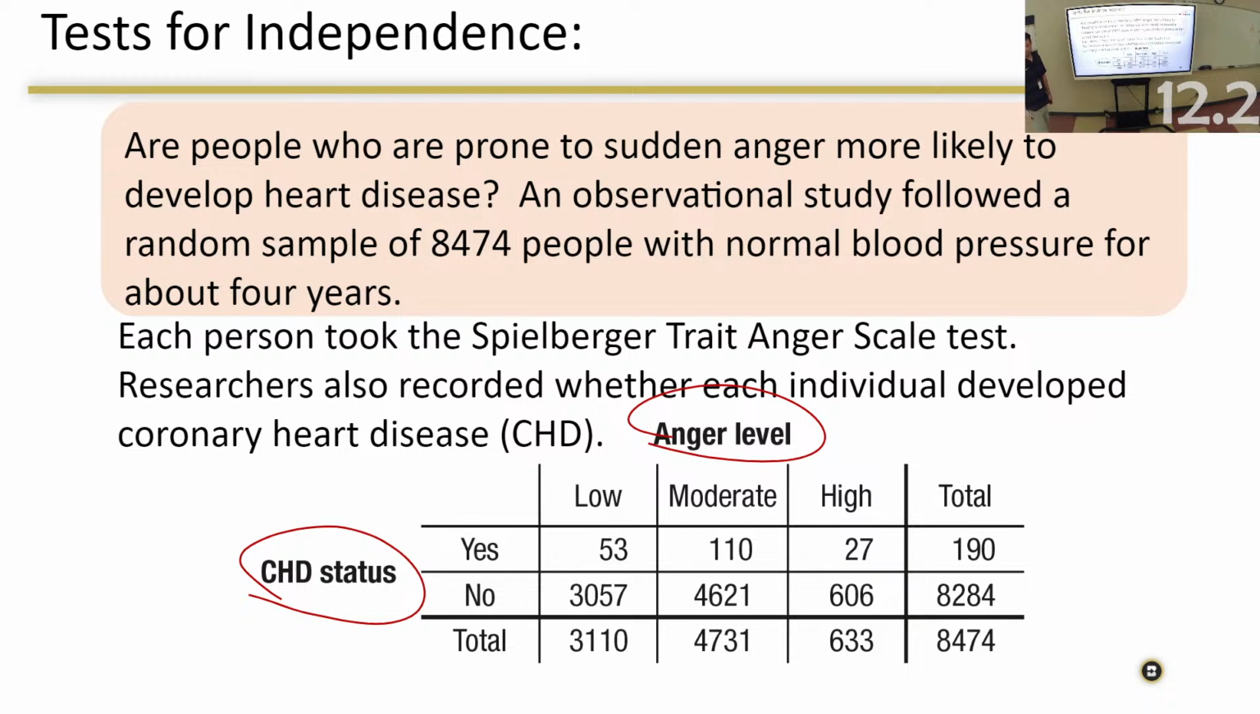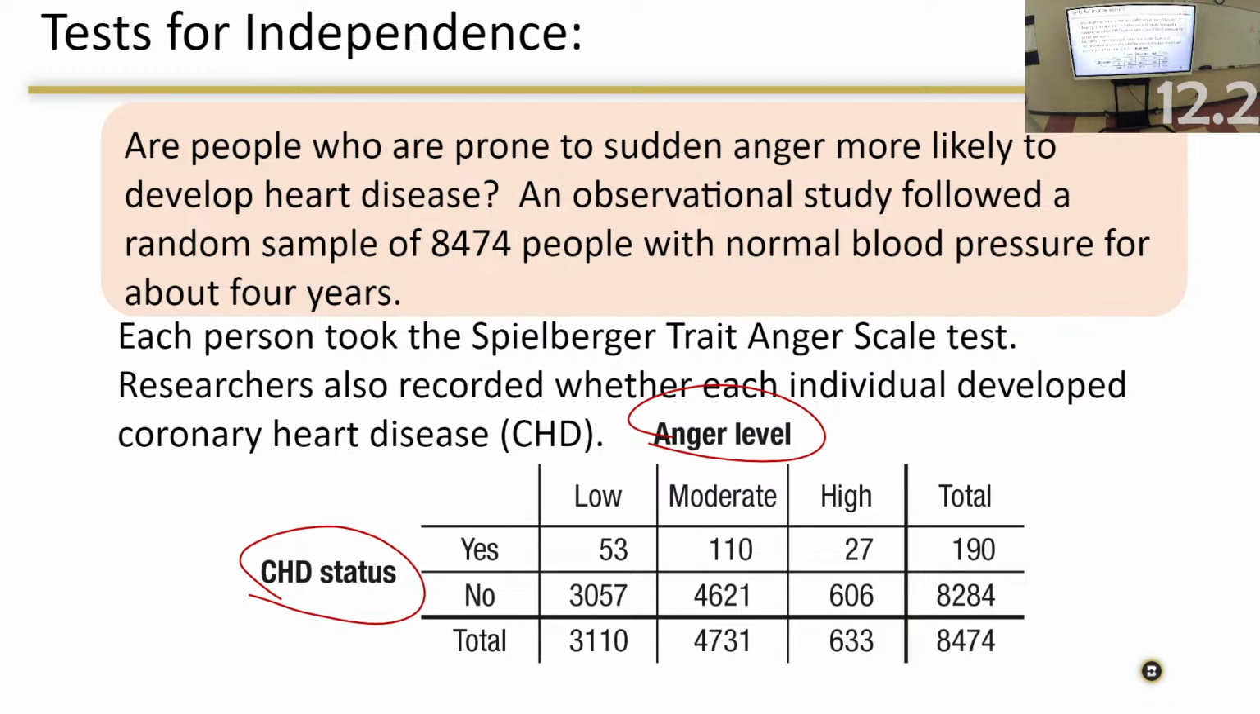What do we have to assume? There's no association between those two. And the alternative is there is. And then everything else is exactly the same. Random sample or random assignment, 10%, all expected counts greater than 5. We put this in a matrix. We do matrix A for my observed counts. Matrix B will automatically get produced by doing my expected counts.